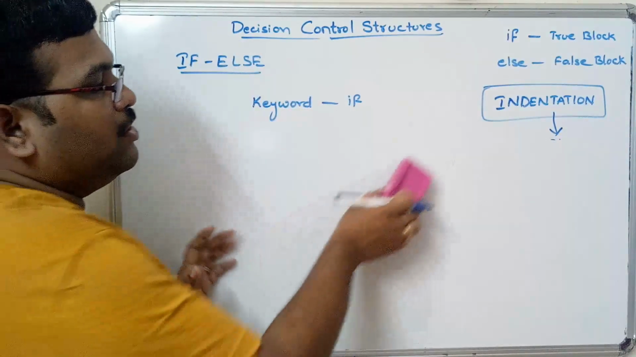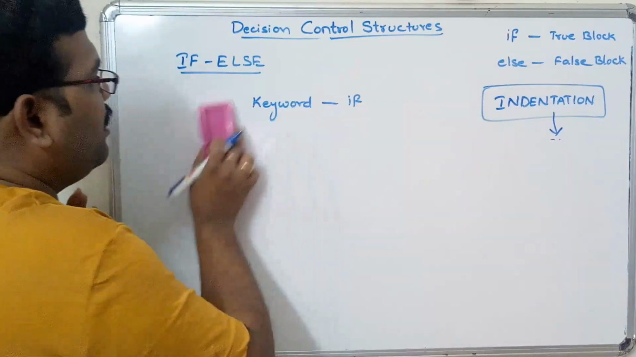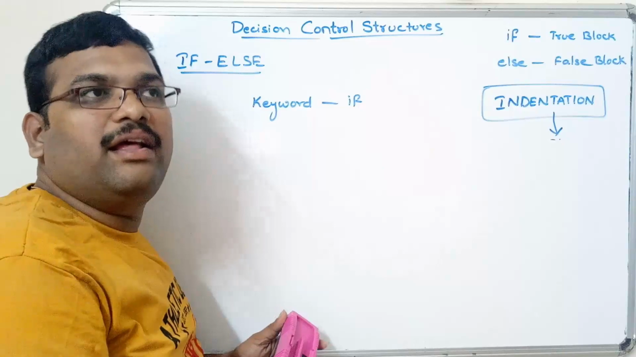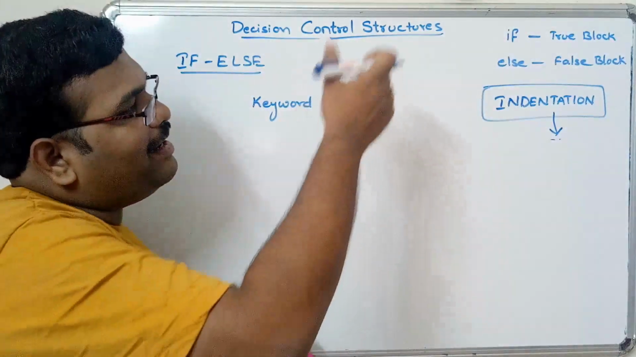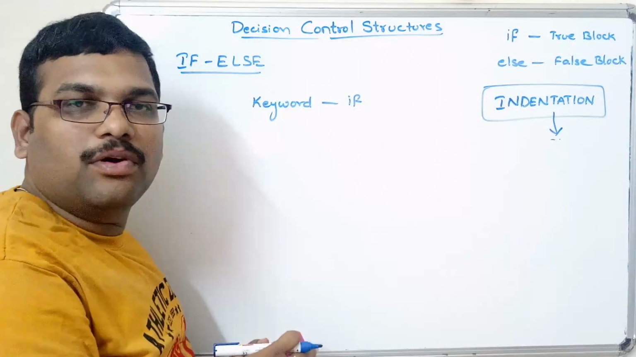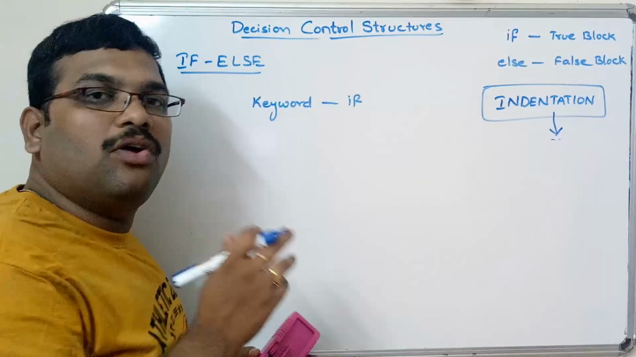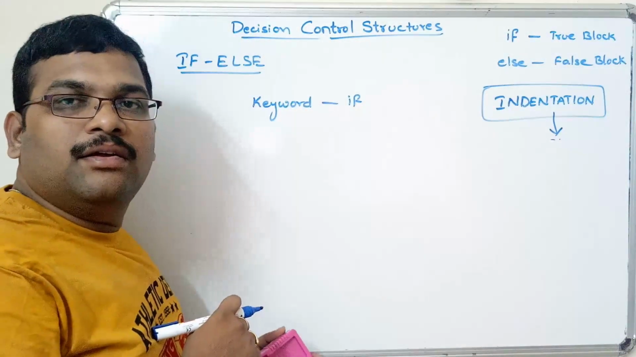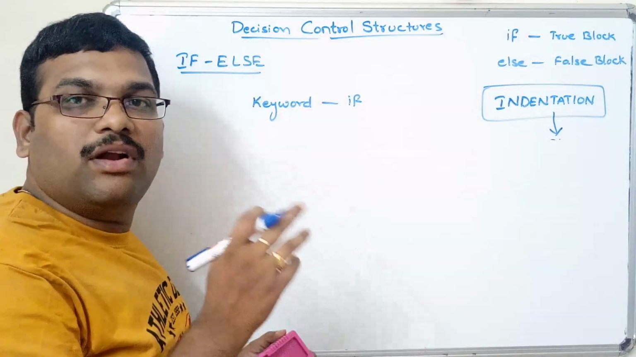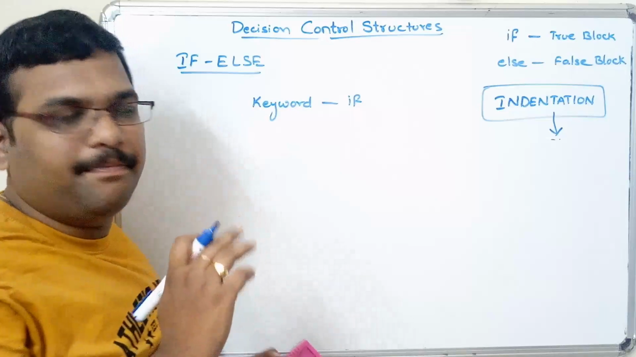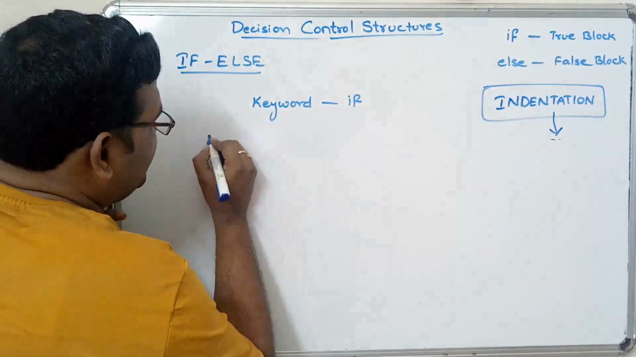If else. So here in the if else we have to use both the keywords if and else. So here if is a true block and else is a false block. Based upon the result of the test expression or the condition, only one block will be executed, the other one will be skipped. So let us write the syntax here.